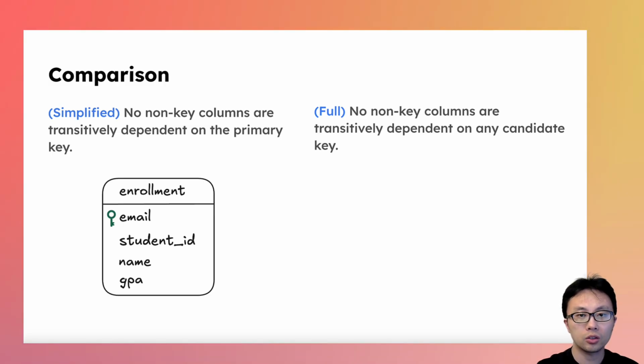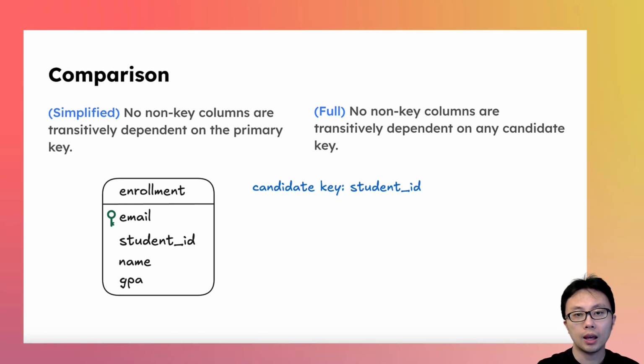Let's look at the enrollment project table, which represents student enrollment at a university. The table uses email address as the primary key. Beyond that, it has three more columns: student ID, name, and GPA. In addition to the primary key, the table has another candidate key, the student ID.